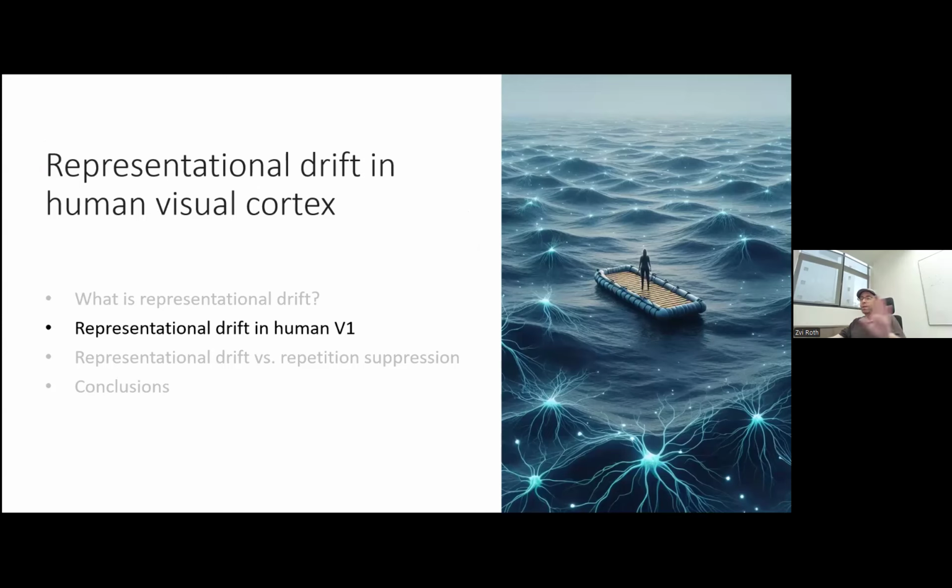So that was the published part of the talk, and now let's move on to the unpublished part. A major issue that we need to address at this point is whether representational drift reflects repetition suppression or adaptation just on longer timescales than previously measured, or whether it is a completely different phenomenon.